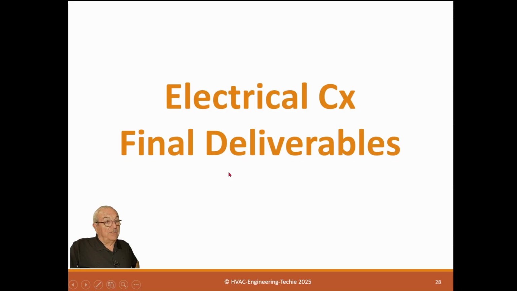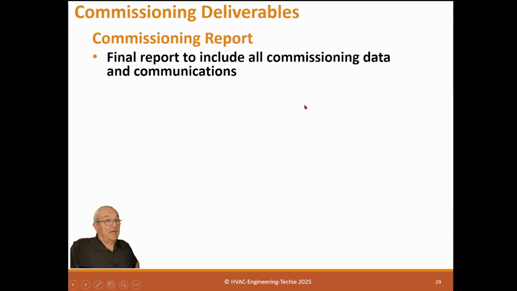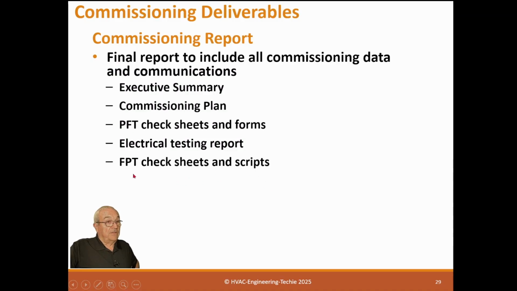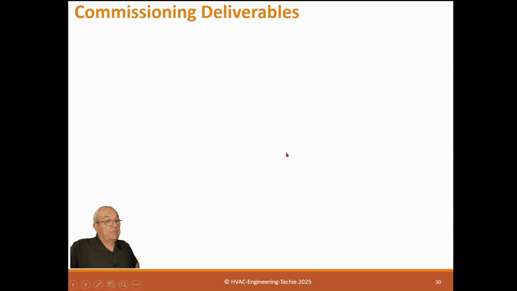Okay, final delivery of electrical commissioning. We have the commissioning report, and it records all commissioning data and communications as an executive summary. The executive summary basically says, here are the issues we found that have not been corrected, why they haven't been corrected, or when they're going to be corrected, so that the customer knows that these were issues and they do need to be finalized. The commissioning plan that you had, the pre-functional performance test sheets you created, electrical testing reports, functional test sheets and scripts, issue log and observation reports, all correspondence, and that goes into the report.